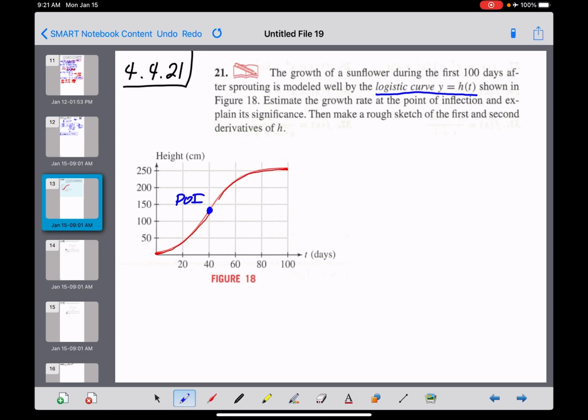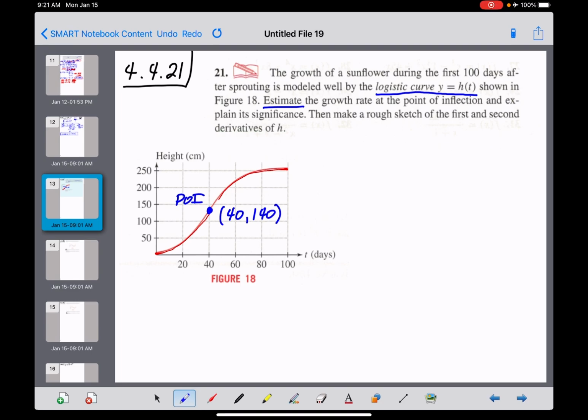So POI, and I have to guess here, guys, is the ordered pair 40, comma, and now somewhere between 100 and 150, I'm going to go with 140. Again, we are estimating, so there's no real clear right answer to where that point of inflection is located. Now, they want us to estimate the growth rate.